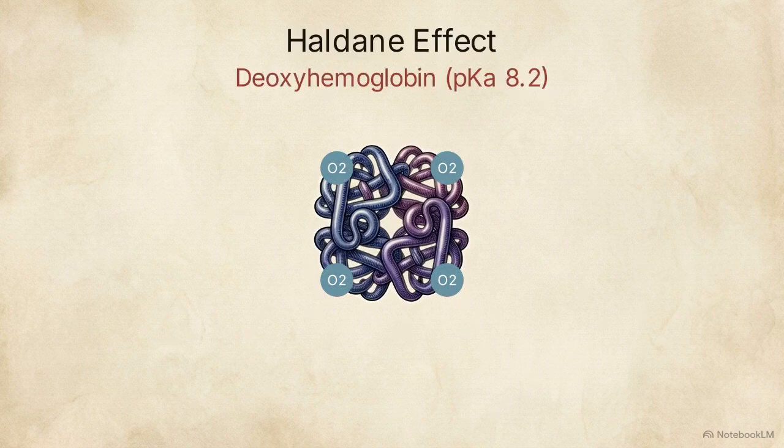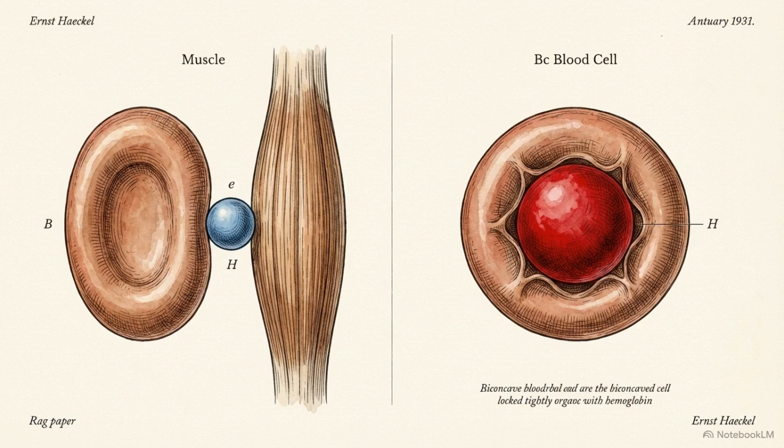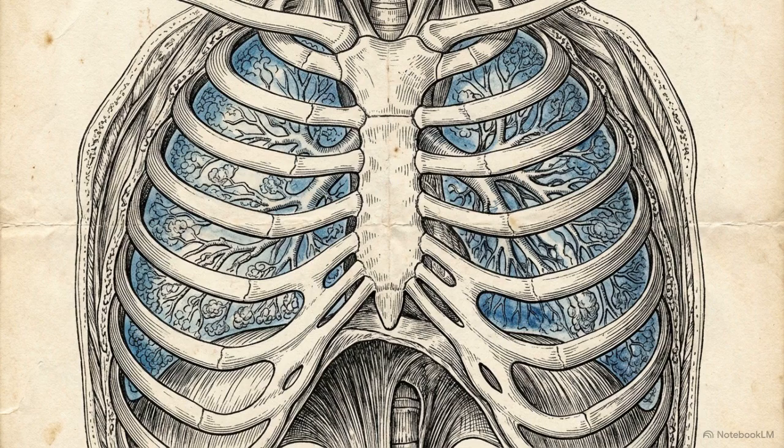Deoxyhemoglobin, with a pKa of 8.2, is a better proton acceptor than oxyhemoglobin. When oxygen detaches, the protein shifts shape, allowing the imidazole ring to more easily capture a hydrogen ion. This creates a physiological synergy. As hemoglobin delivers oxygen to acid-producing tissues, it simultaneously becomes optimized to sponge up the resulting acid waste. Chemical buffers buy only a few minutes. The respiratory system must provide the next defense phase.